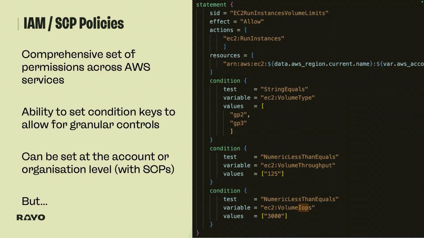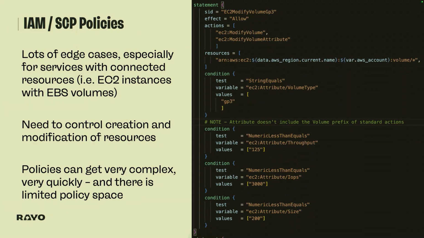So IAM and SCPs, service control policies, and IAM, identity and access management policies, give a comprehensive set of permissions, probably too comprehensive at times. It's pretty complex, but gives you very granular capabilities to say what's allowed and what isn't. And with SCPs, you can set those at the organization, OU, or account level so that even if you've got admin privileges, you can protect against some of these things. But there are lots of edge cases, and it's a pretty complicated thing.